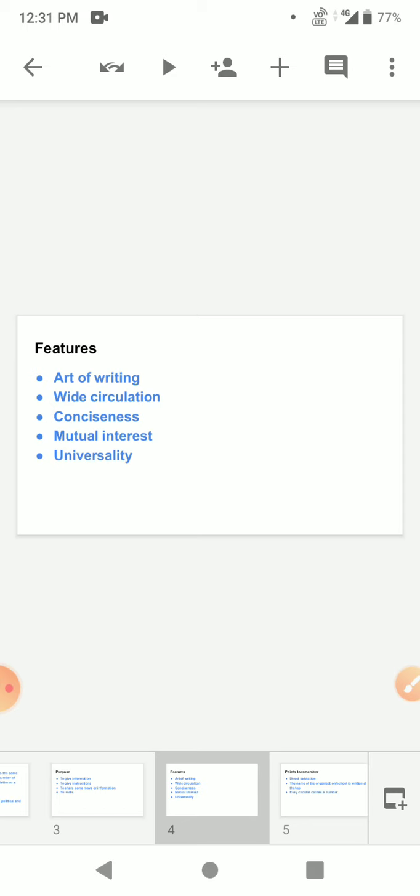Then we have universality. So, while writing a circular letter, the writer must consider the views of all readers, because readers may be of different classes or groups. He should make such a letter universal to all who are concerned with it.